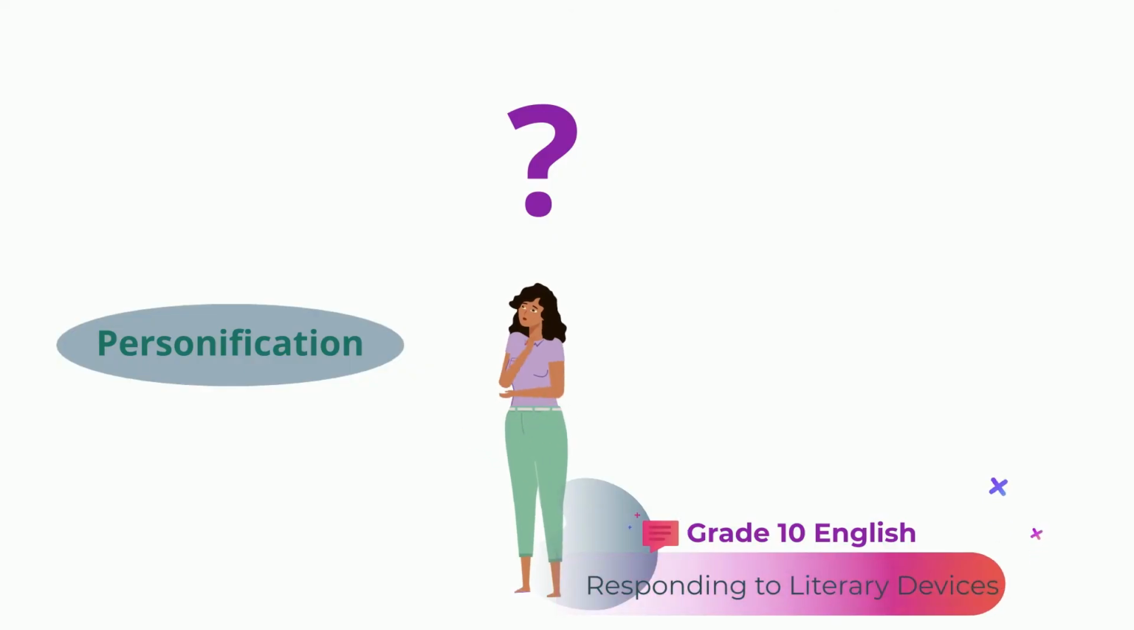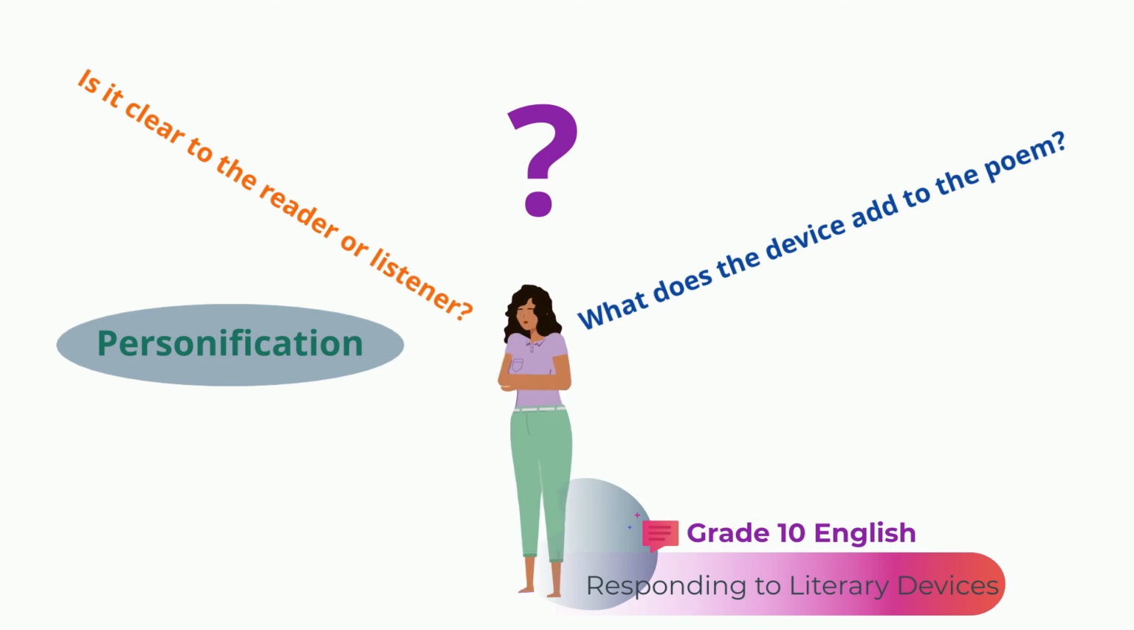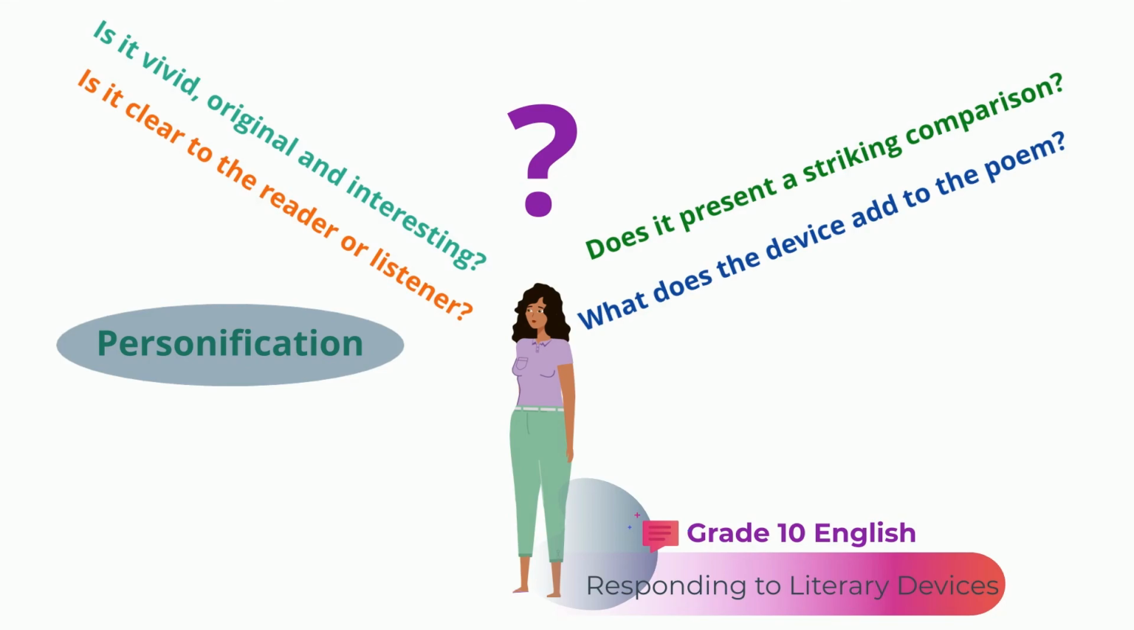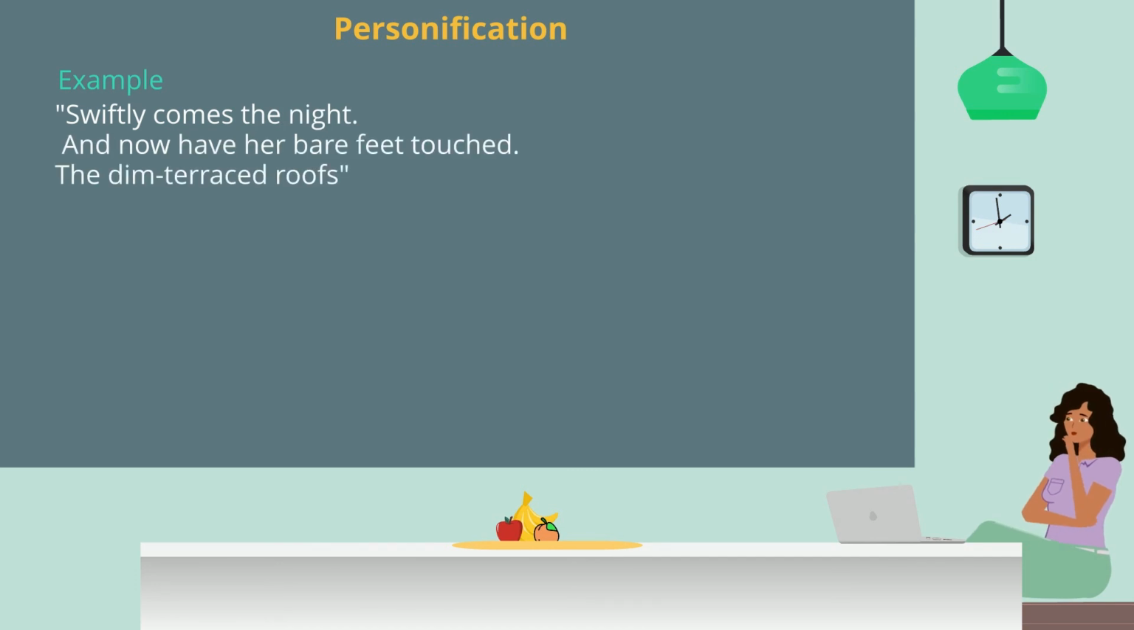To determine the appropriateness or effectiveness of personification, you can ask, what does the device add to the poem? Is it clear to the reader or listener? Does it present a striking comparison? Is it vivid, original, and interesting? Here is an example. Swiftly comes the night, and now have her bare feet touch the dim terraced roof.